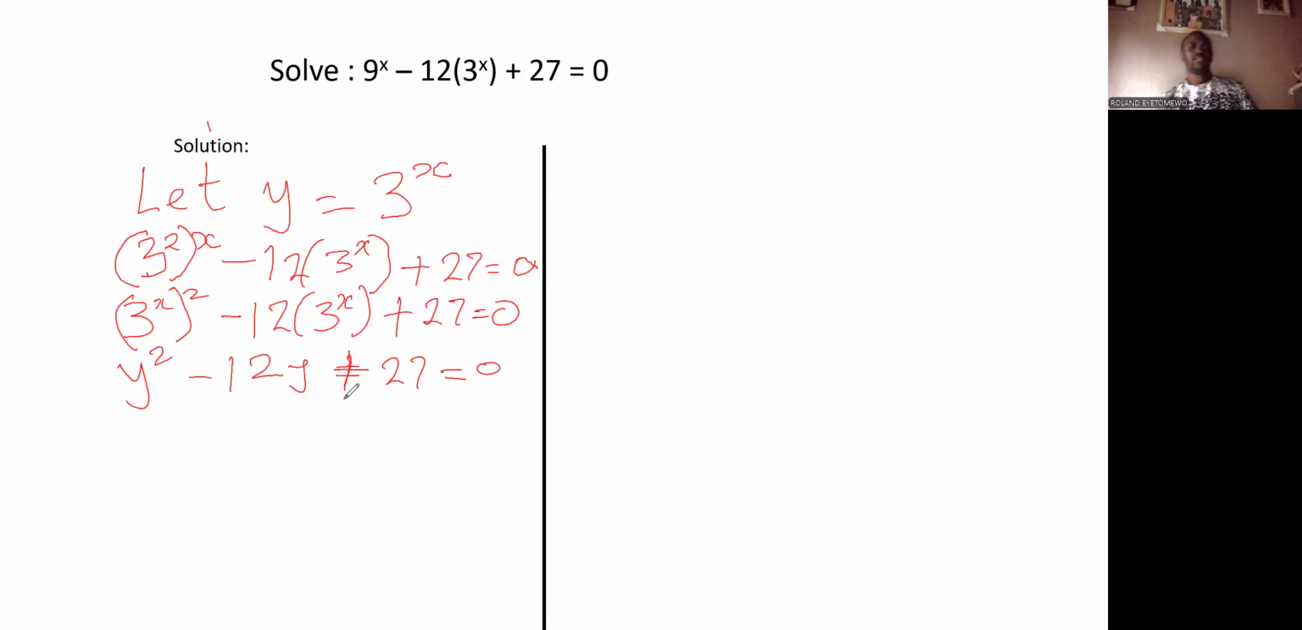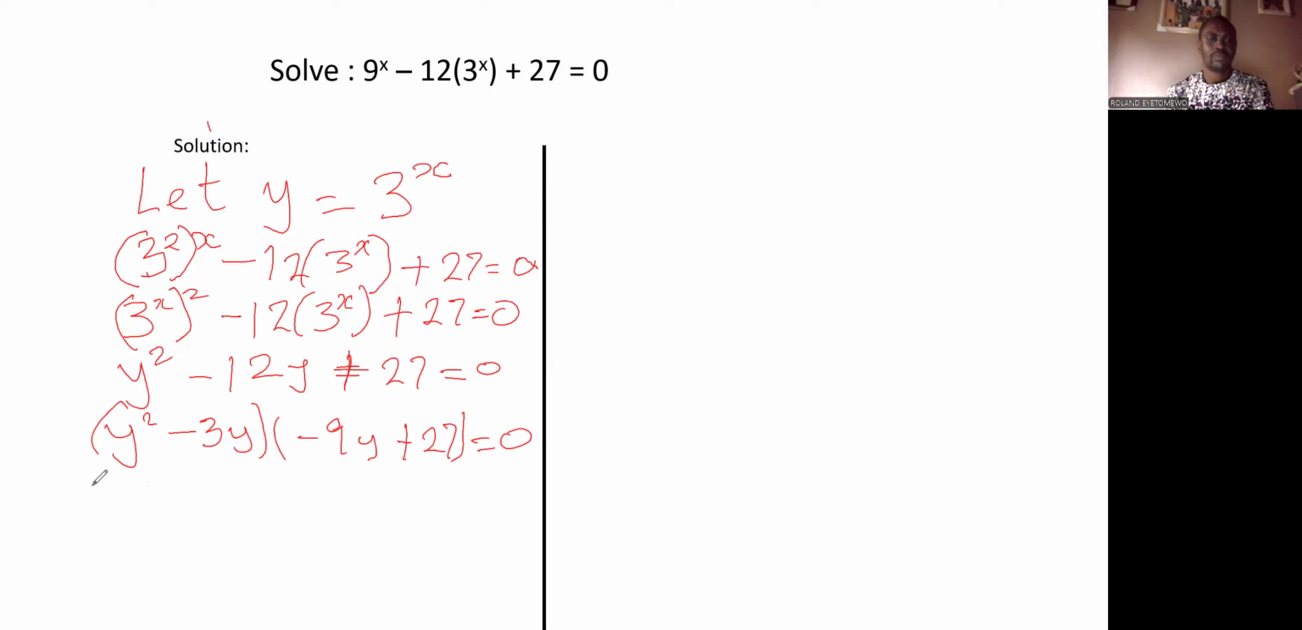We factorize this. How do we factorize this? Think of two numbers whose product is 27. We have 3 and 9. To get minus 12, it means minus 3 and minus 9, which give 27. Therefore, y squared minus 3y, then minus 9y plus 27 is equal to 0.